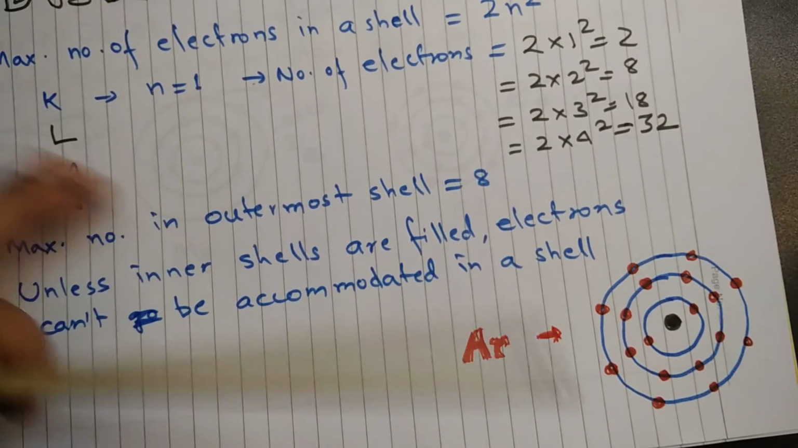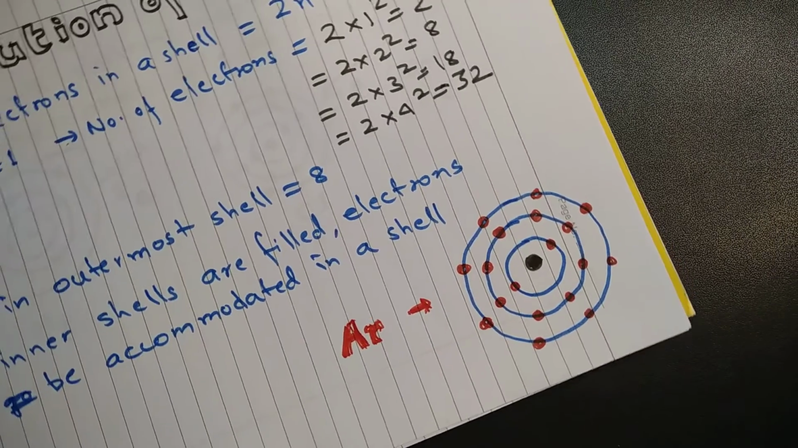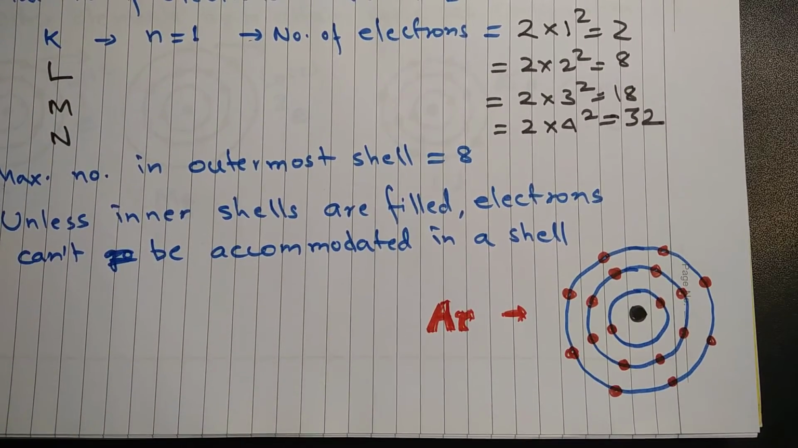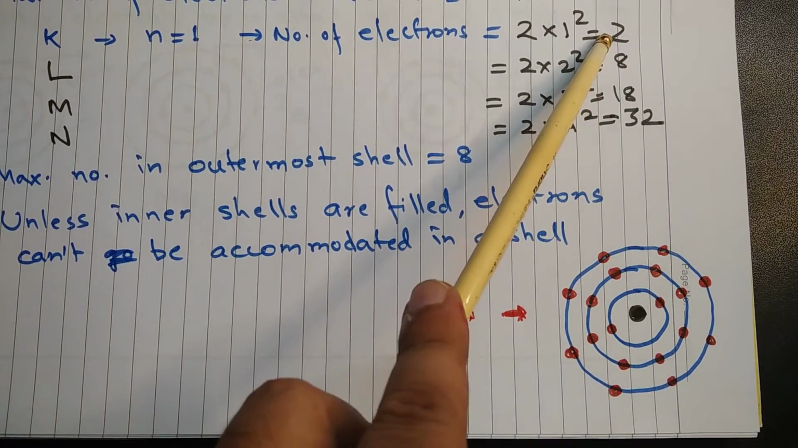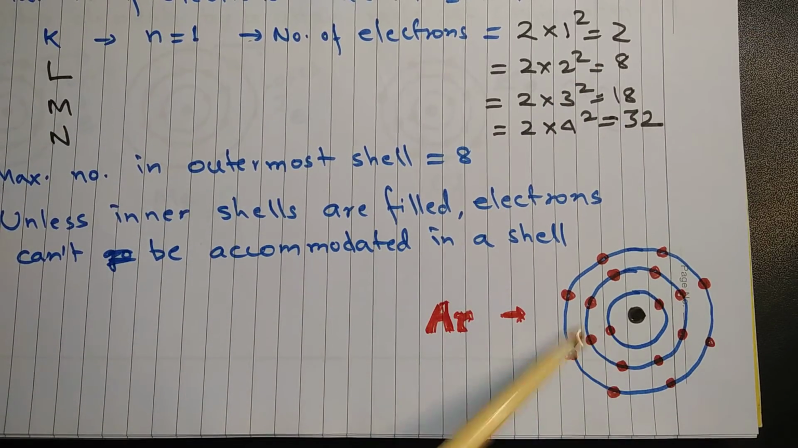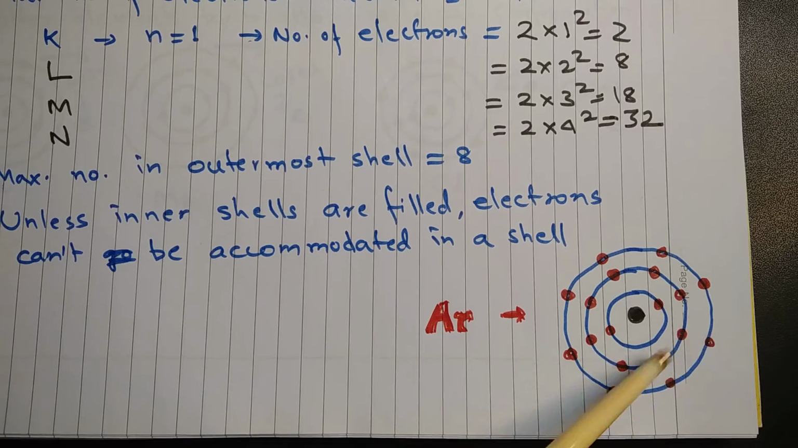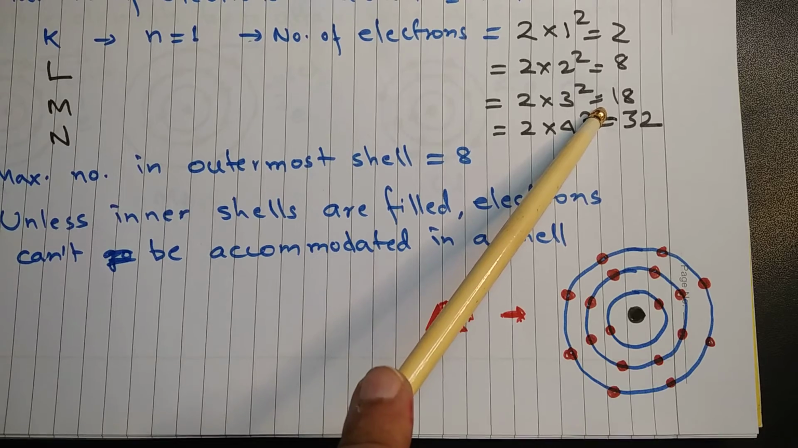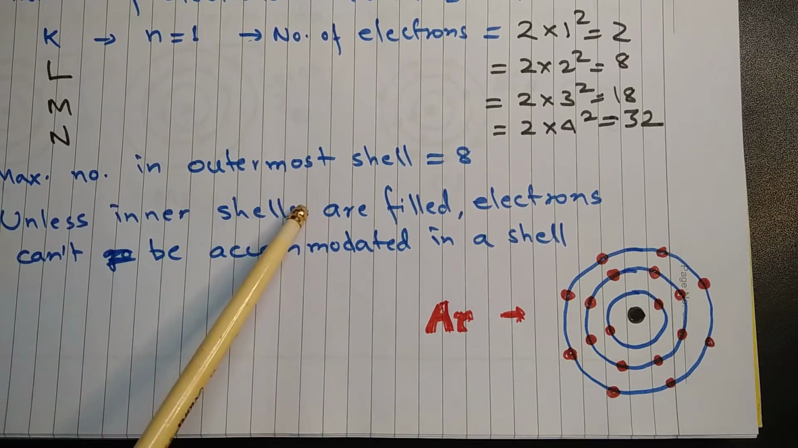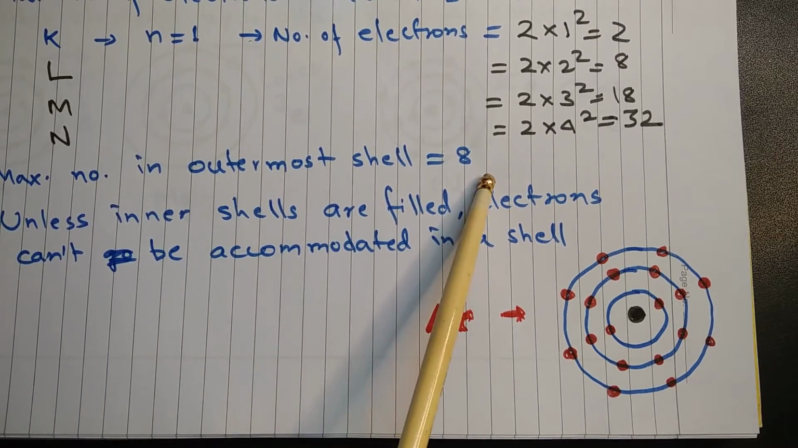So let us try to understand this with the help of this model. This diagram shows the atom of argon. There are 3 shells in an atom of argon. The first shell contains 2 electrons as shown by this formula. The second shell contains 8 electrons as shown by this formula. So 1, 2, 3, 4, 5, 6, 7, 8. But the third shell also contains 8 electrons instead of 18, because this is the outermost shell and the maximum number of permissible electrons in the outermost shell is 8.